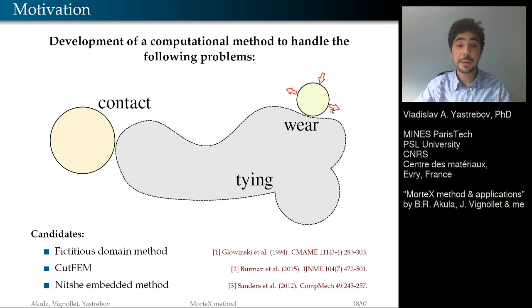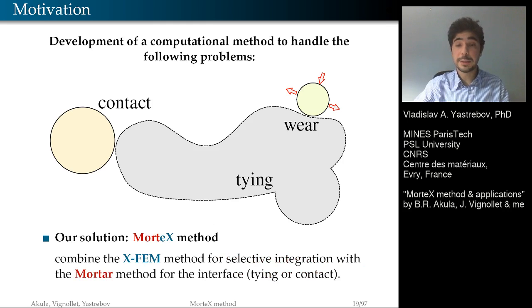But there are other candidates. It's the fictitious domain method, which is very similar to the X-FEM, and also the Nitsche embedded method, which are both very similar to what we are doing, but the method is slightly different, and I will explain the difference later. So as I said, our solution is the MorteX method, which combines a very small part of the X-FEM, namely the selective integration, as I will explain shortly, and the classical Mortar method, which allows us to handle properly the interface problem like tying or contact along non-conformal mesh interfaces.